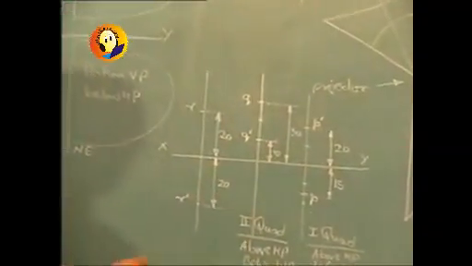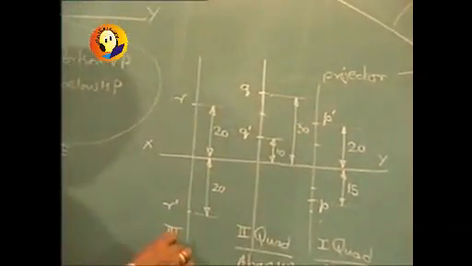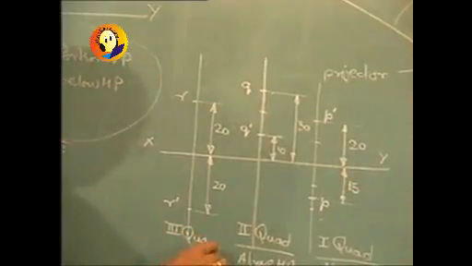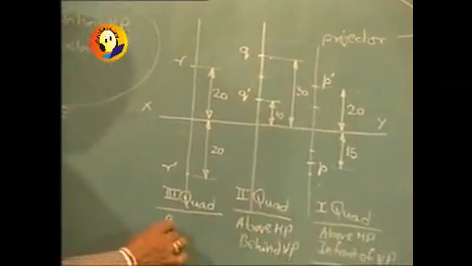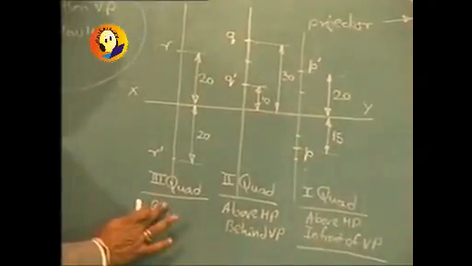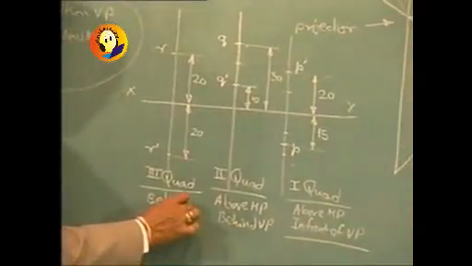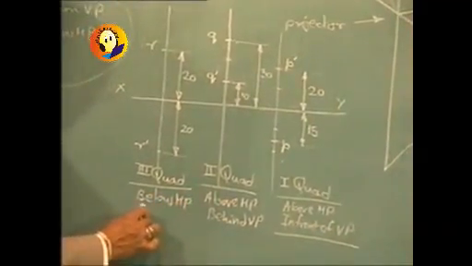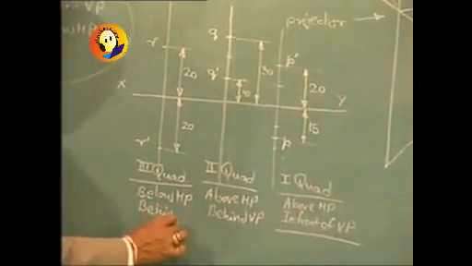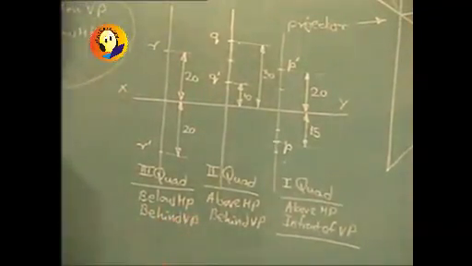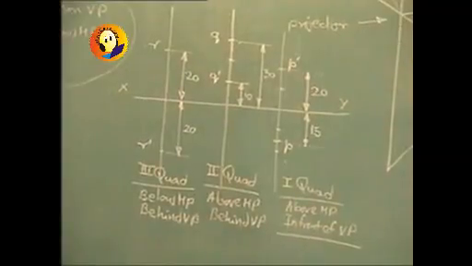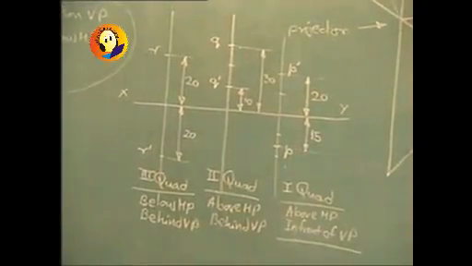So point R is in third quadrant with the description that it is below horizontal plane and behind vertical plane. That is our specification of quadrant 3.